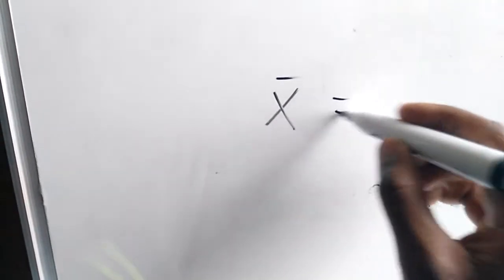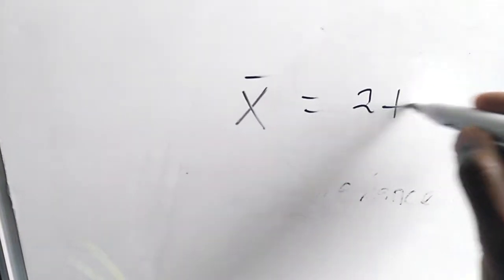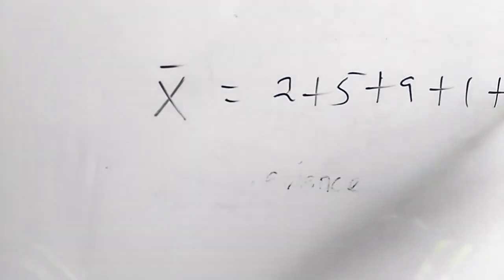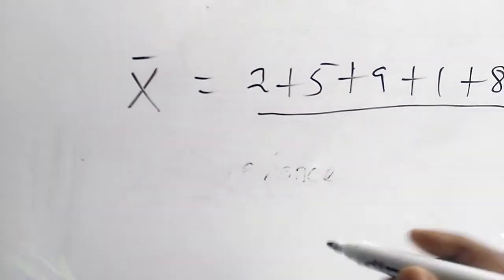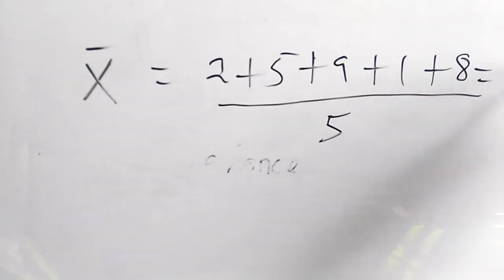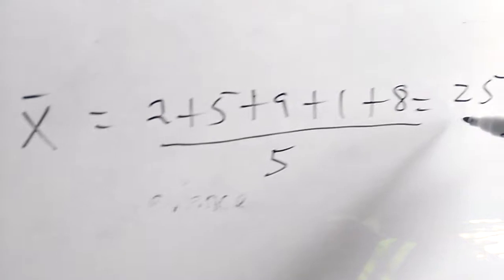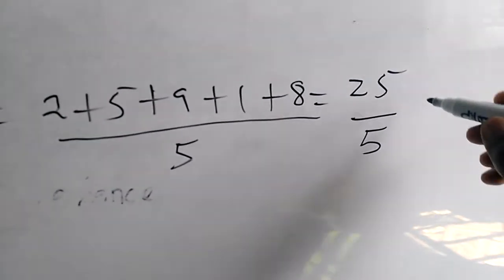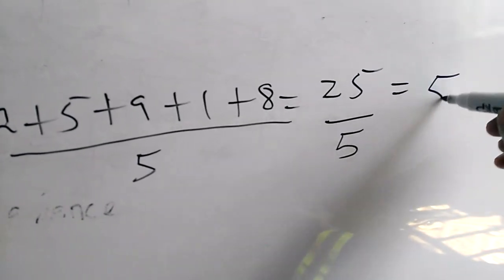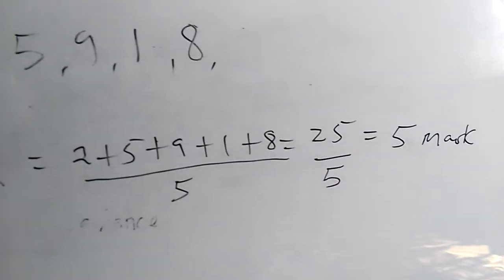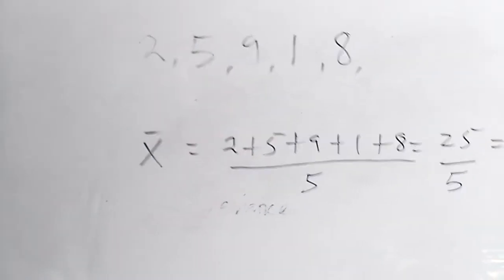The symbol for the mean, we'll say I'll add up all of these and divide by how many they are. Okay, we'll have our 25. We'll divide by how many they are, the number. Therefore, the mean mark becomes 5. Okay? Now, what is this telling us?